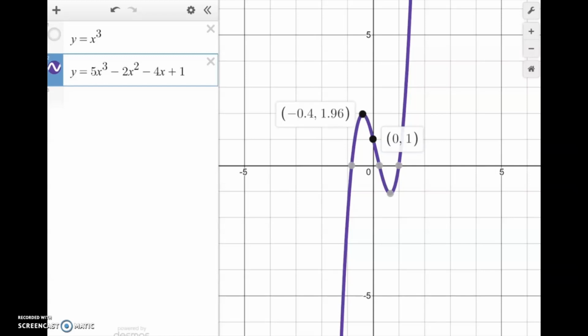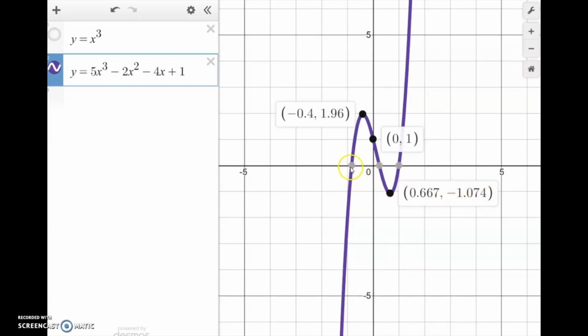We have a relative max right here. At this point, negative 0.4, 1.96. It's not the absolute maximum because later on the function actually does achieve higher y values. But relative to its neighbors, this guy is a relative max. And I bet you can see a relative min right here. So it's not the absolute minimum of the function because later on or earlier on the function goes even lower than this, negative 1.074.